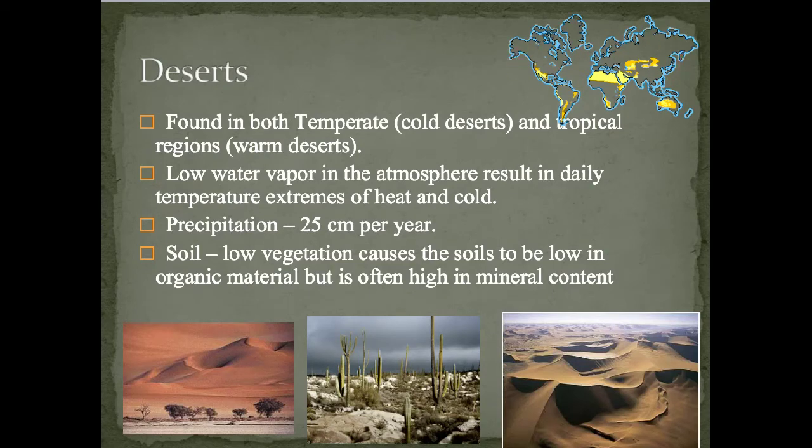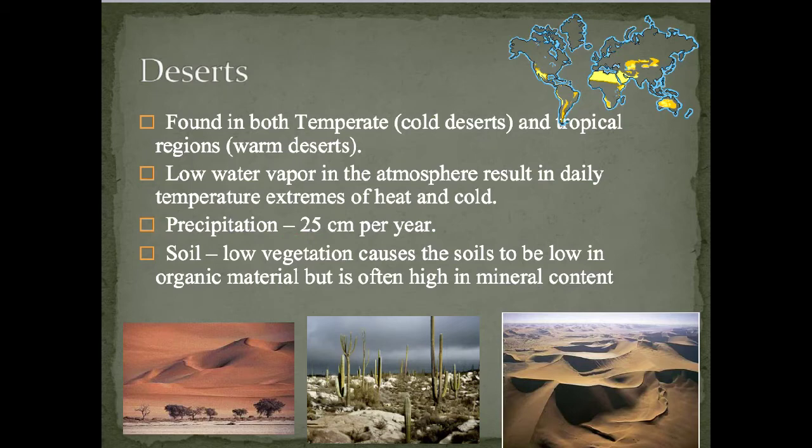Deserts. So you can see here with the deserts where they're found in the world. They're found in both temperate, cold deserts and tropical, warm desert areas. Low water vapor in the atmosphere results in the daily temperature extremes, all right? Very hot during what part of the day? Yeah, during the day, and then cold at night.